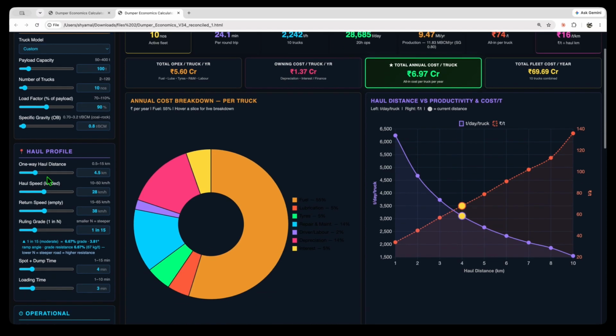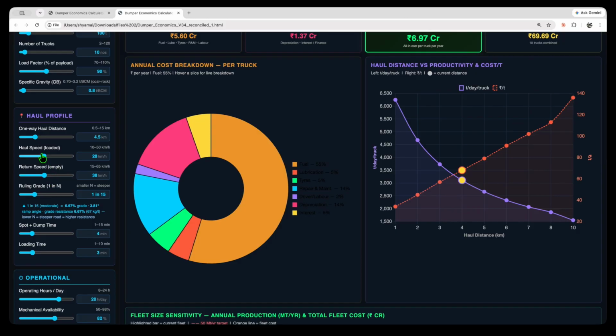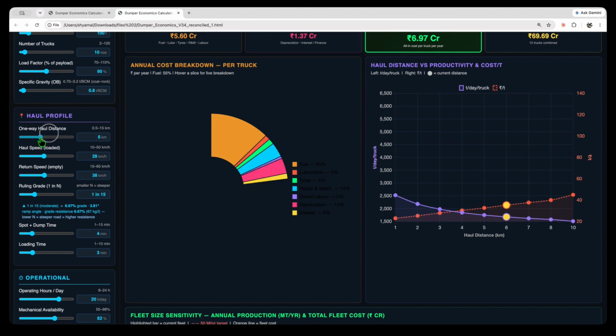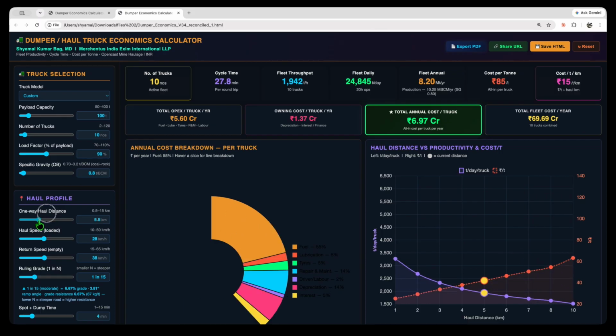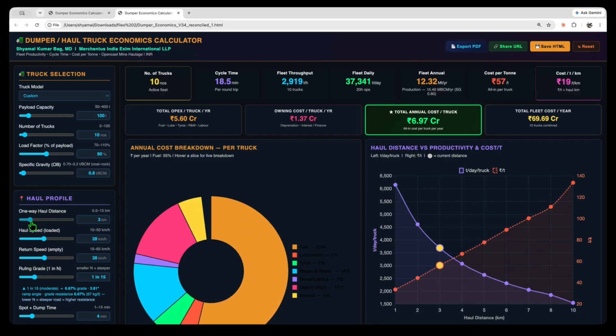Then there is the haul profile. The haul profile is where the distance does the damage. Watch the cost per ton card. As I extend the haul, the cost climbs as distance grows. You can see that these are all changing. So now let us keep it at, say, 3 kilometers.